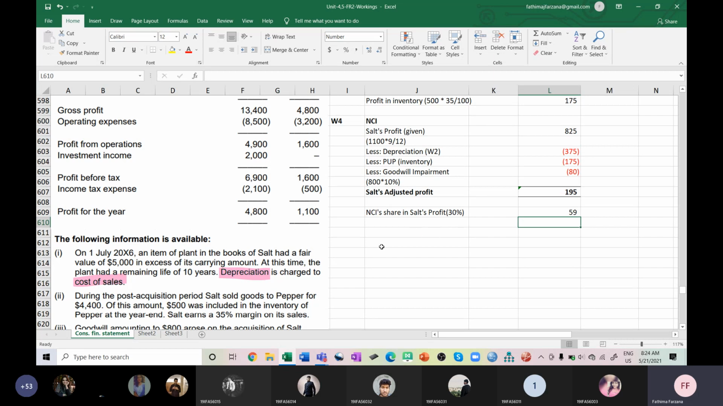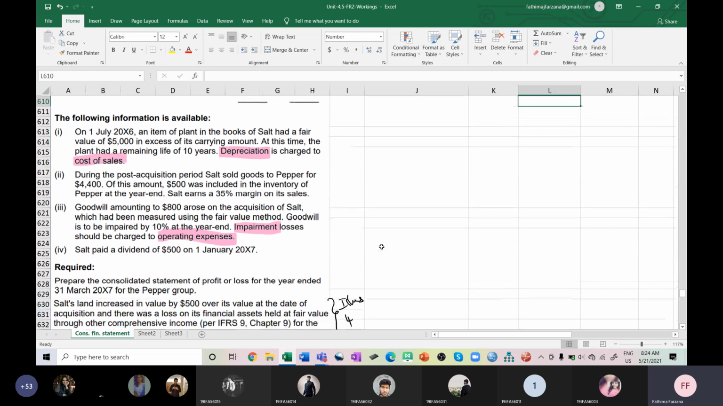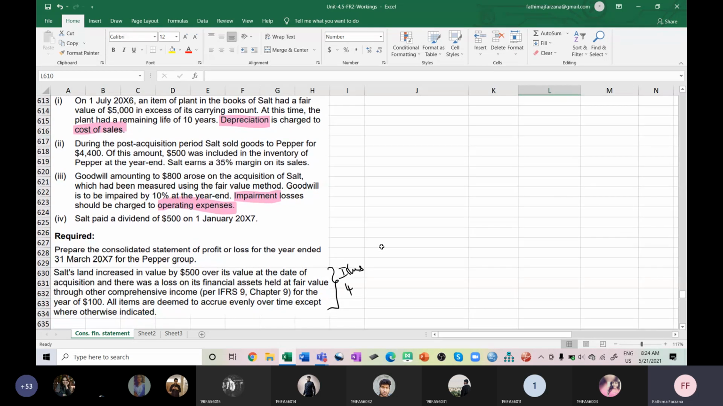Now what is the requirement here? We have to prepare the consolidated statement of profit or loss. One more thing is there: Salt's land increased in value by 500 over its value at the date of acquisition. And there was a loss of 100 on the financial asset held at FVOCI for the year. All items are deemed to accrue evenly over time except where otherwise indicated. It's a very important line.